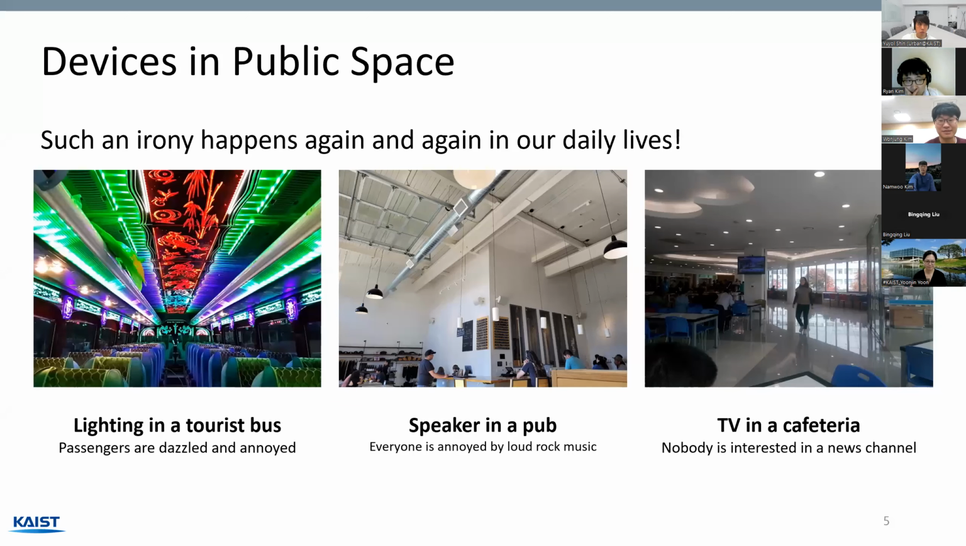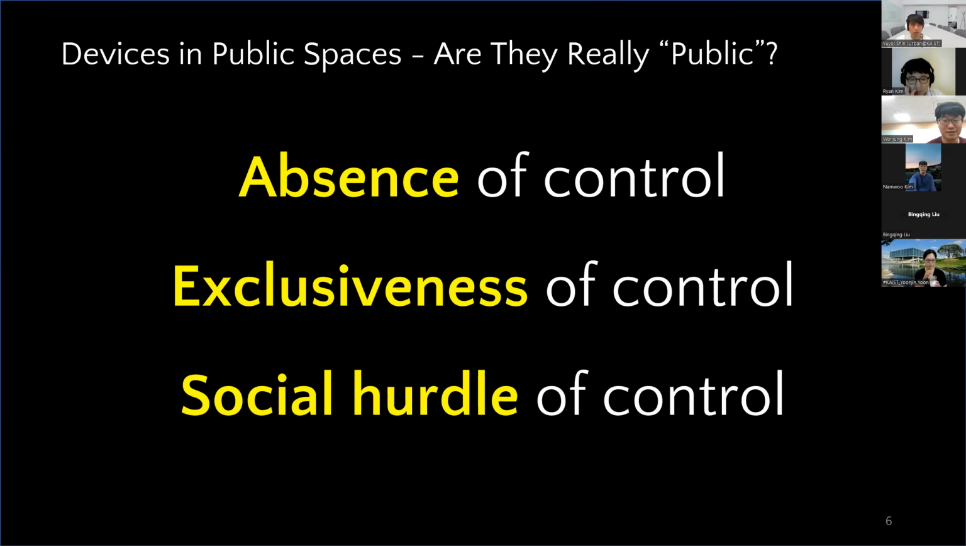Such an irony happens not only in the bus, but again and again in our daily lives, like riding in a tourist bus, loud rock music in a pub, and a TV in a cafeteria. In many public spaces, the spaces are shared, but not the devices in the spaces. Are they really public? Three key factors make them not public. One, absence of control. Two, exclusiveness of control. And third, the social hurdle of control.